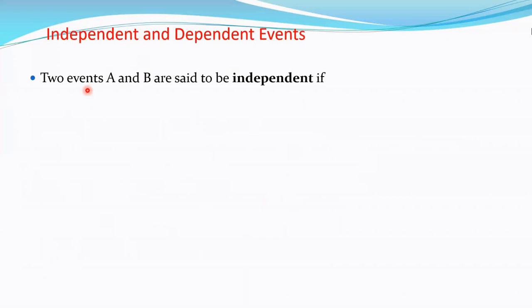So what does it mean when two events, A and B, are said to be independent? That means the occurrence of one of the events does not affect the occurrence of the other event. Right? So if two events are independent, then the probability of A given B equals P(A).